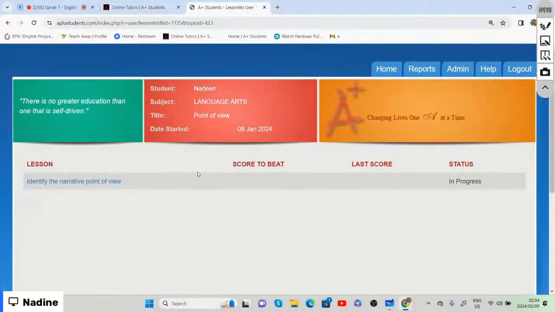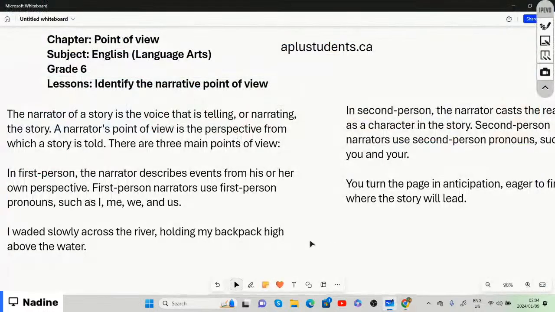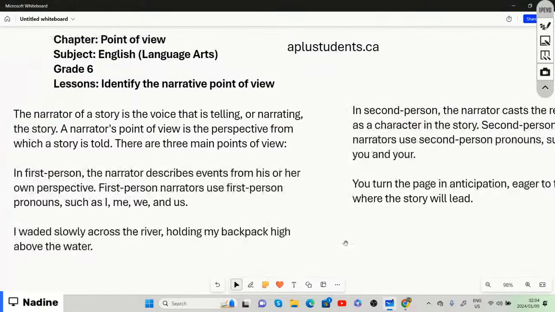So we're basically going to find out what point of view means, right? Especially in the text or within a sentence, in a story. So the chapter is point of view. The subject that we are doing today is English Language Arts, grade 7.